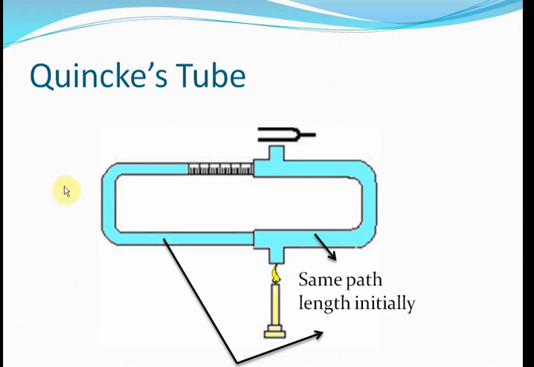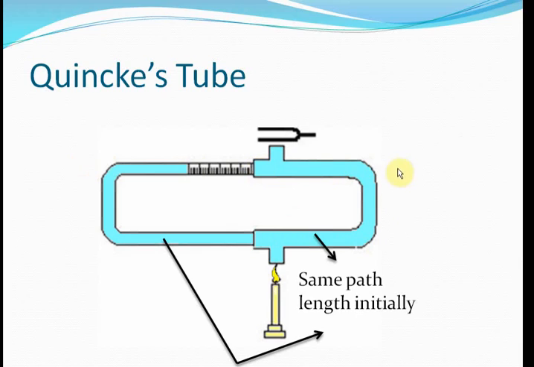Quincke's tube, as you can see, consists of two U-tubes, this one and this one. One of the U-tubes is slightly smaller than the other so that it fits into the other U-tube. At one end of the Quincke's tube is a candle, and on the other end there is a tuning fork set at a certain frequency. When the tuning fork is sounded, waves are generated. One wave travels through this path like this, and the other wave travels through this path like this.